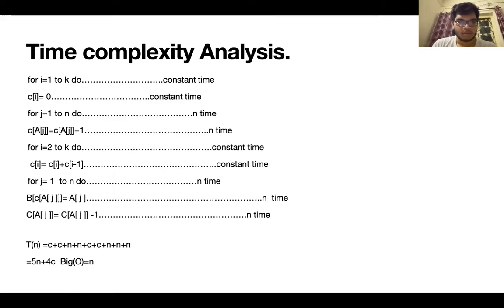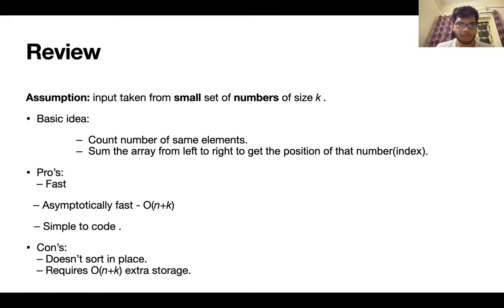Next is another for loop from 2 to k to find the modified sum count array. It also has k times. Next, the last for loop does the main work, which also has n time complexity. So the recurrence relation comes out to be 5n plus 4c, so the time complexity in big O notation is O(n).